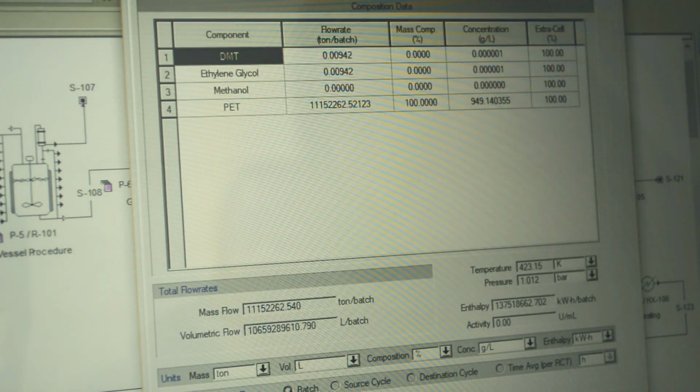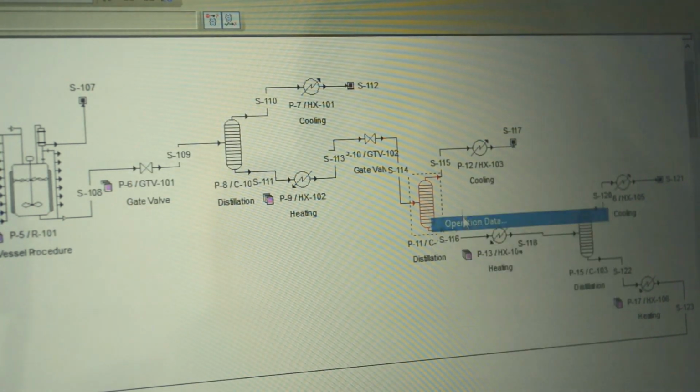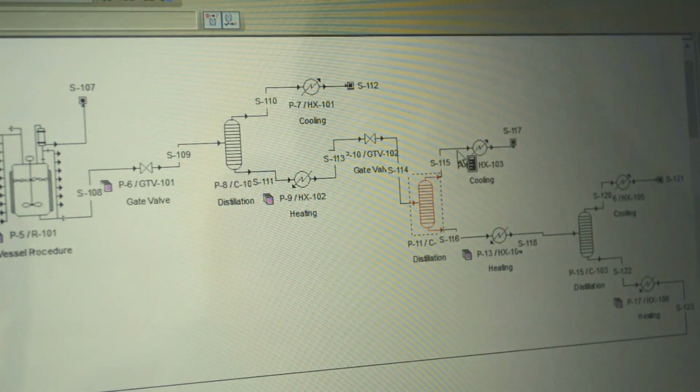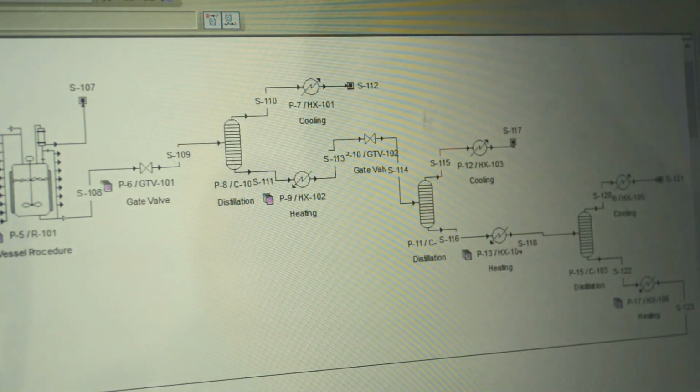Then stream 114, consisting of DMT, EG, and PET, was fed to the distillation column. The light key of this distillation column is EG and the heavy key is DMT. Then one of the desired products, EG, was separated as the overhead stream and undergoes a cooling process to condense from vapor state to liquid state.